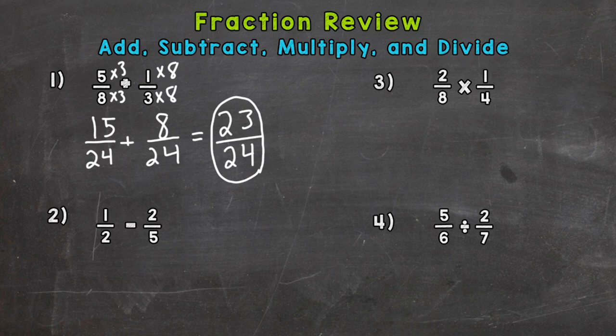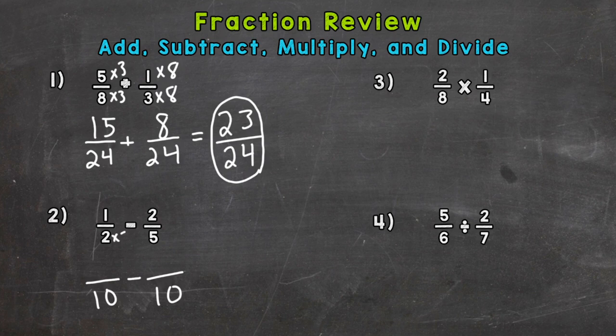So number 2, on to subtraction. And subtraction is the exact same thing as addition, you just subtract instead of add. So we have 1/2 minus 2/5. We obviously don't have a common denominator there, so we are not able to subtract right off the bat. So we need to find a common denominator, which again is going to be your least common multiple. So for 2 and 5, our least common multiple is going to be 10.